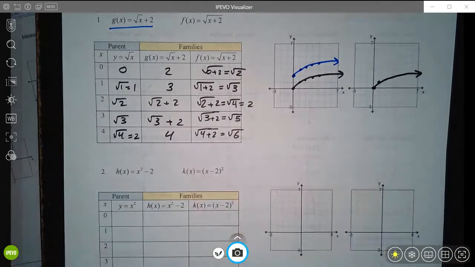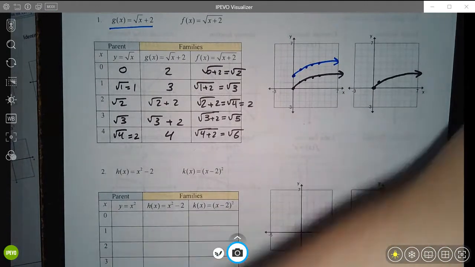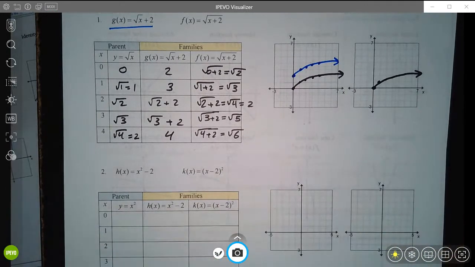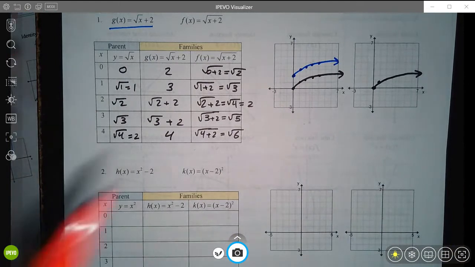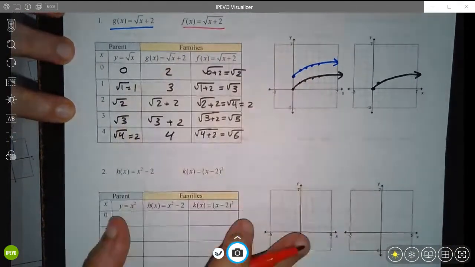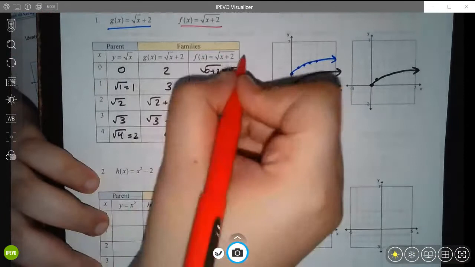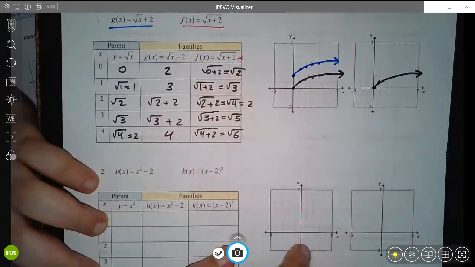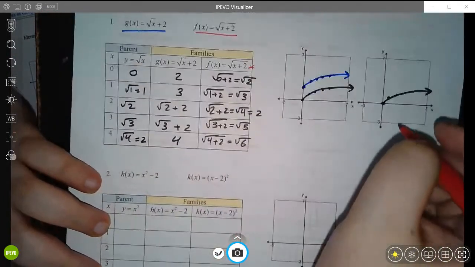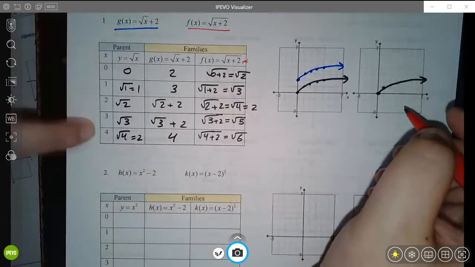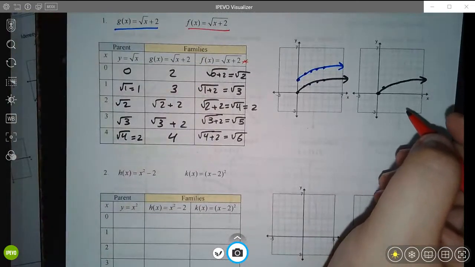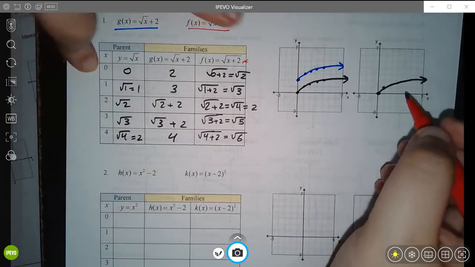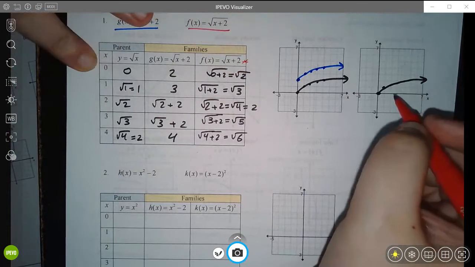All right. Now let's do the other one. I'm going to use red this time. So I'm going to do the horizontal shift with the red pen, which is this function. Okay. So again, we'll look at the x values and the y values. We have 0 and root of 2.